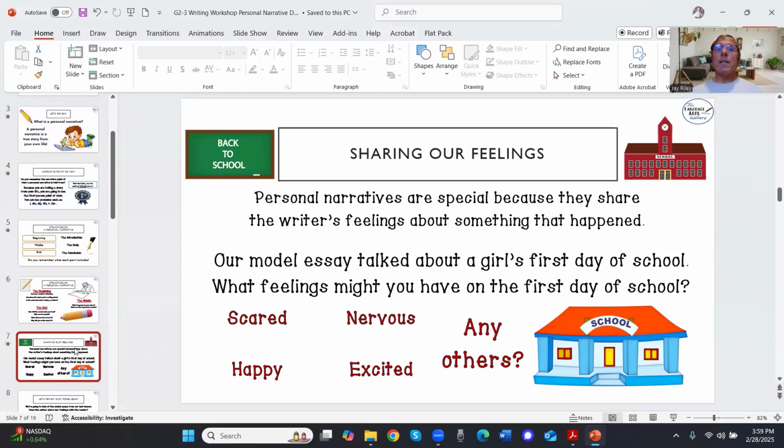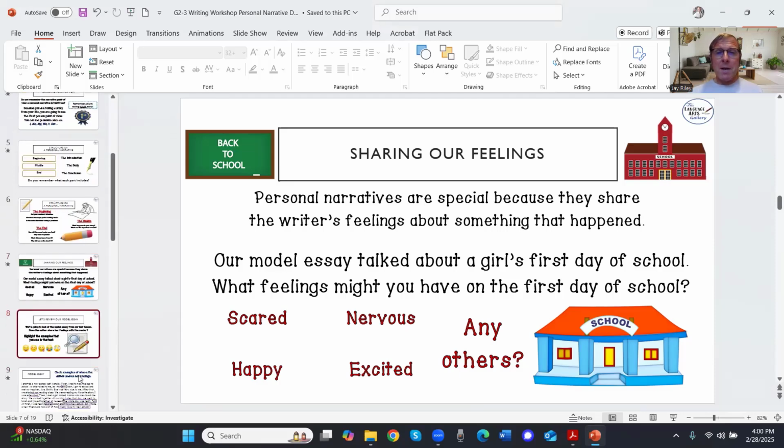So the mentor text that we went over is all about a girl's first day of school. Now, that's something that all our students can relate to. So what I like to do is elicit information from my students. How do you feel on the first day of school? And you might get answers like scared, happy, nervous, excited. Those are generally the emotions that students are going to throw at you, or they might give you something else.